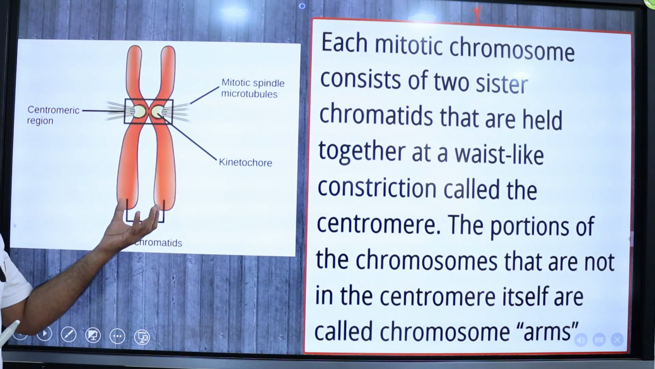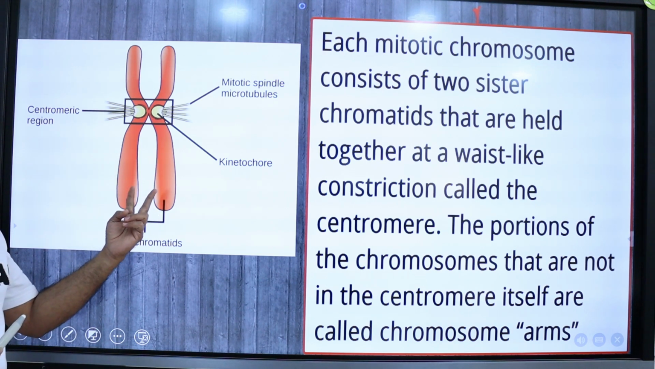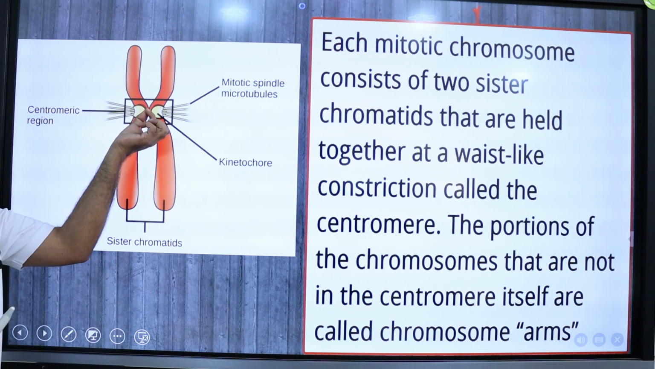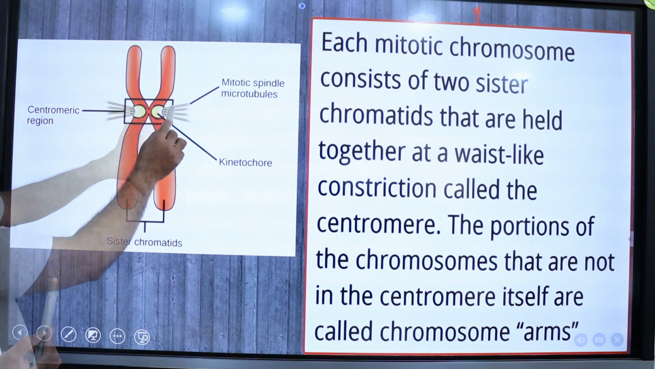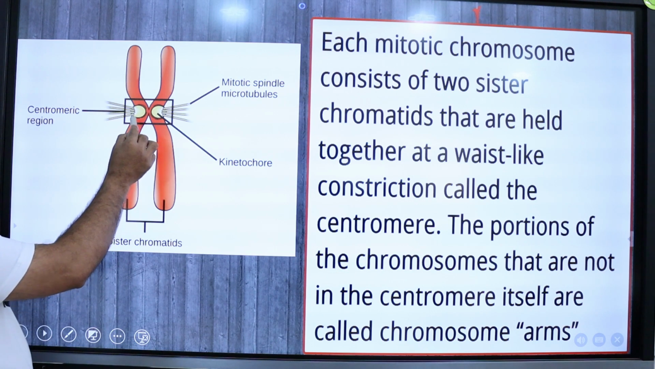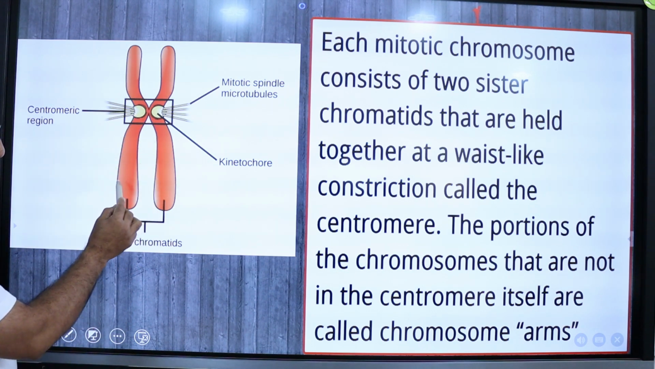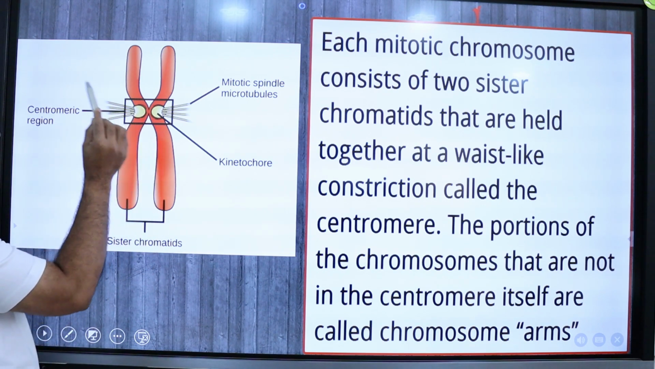Each mitotic chromosome consists of two sister chromatids that are held together at a waist-like constriction that is called centromere, and the portions of chromosomes that are not in the centromere itself are called chromosome arms. This is the constriction which is called centromere, and this length is called chromosome arms. And these two chromosomal arms are called sister chromatids because they are attached to the same centromere.